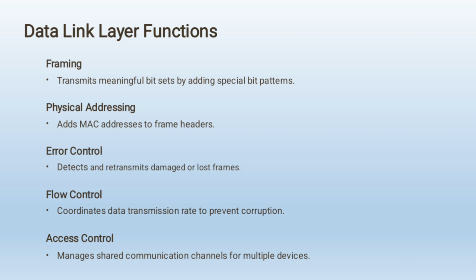Next, flow control. If the rate at which the data are absorbed by the receiver is less than the rate produced by the sender, the data link layer imposes a flow control mechanism to prevent overwhelming the receiver. Next one, access control. When two or more devices are connected to the same link, the data link layer protocols are necessary to determine which device has control over the link at any given time.